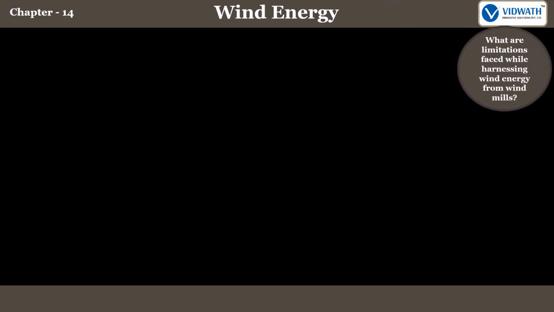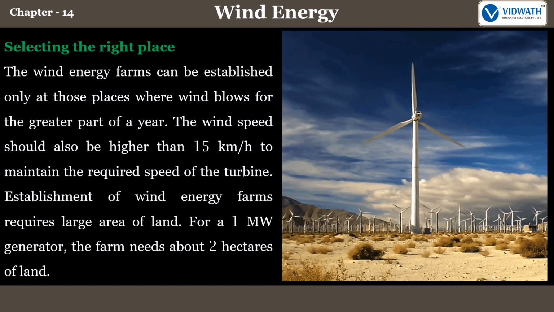What are the limitations faced while harnessing wind energy from windmills? The limitations of wind energy include, firstly, selecting the right place. The wind energy farms can be established only at those places where wind blows for the greater part of a year. The wind speed should also be higher than 15 km per hour to maintain the required speed of the turbine. Establishment of wind energy farms requires a large area of land. For a 1 megawatt generator, the farm needs about 2 hectares of land.